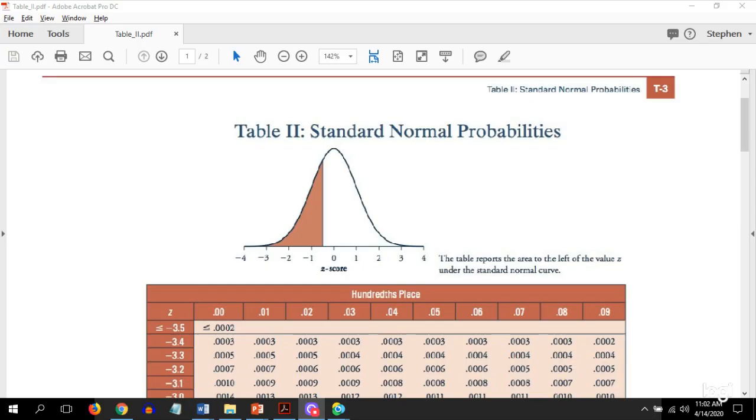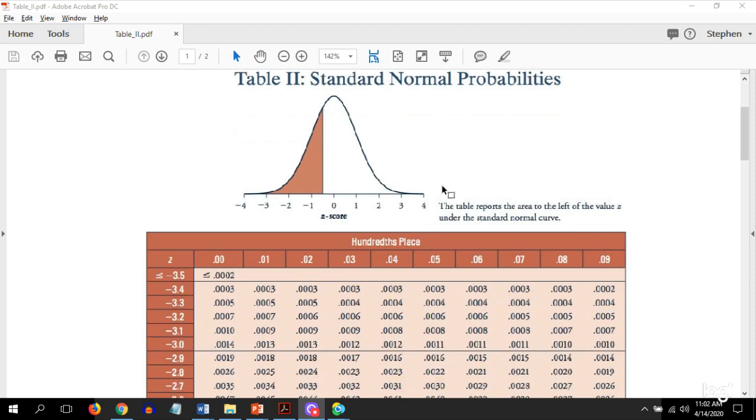Okay, on my other feed here. Okay, and so if you notice the z-score table, it's a little tricky to read, but the first column here gives us the z-scores with the units and the tenths digit, and then these other columns are for the hundredths digits. And then the values in the table are the proportions corresponding to the area to the left of the given z-score.